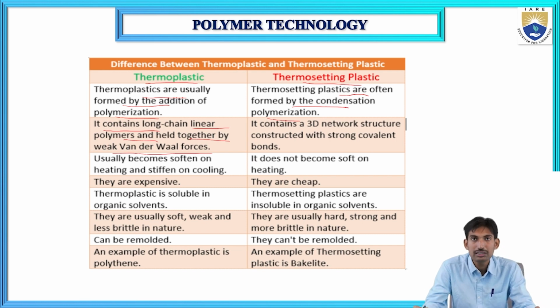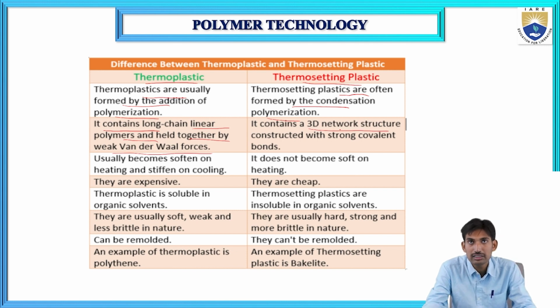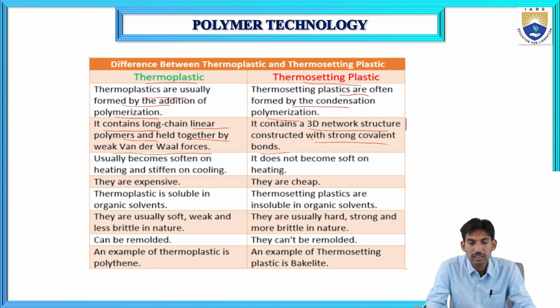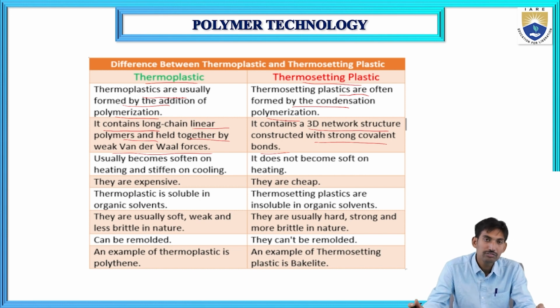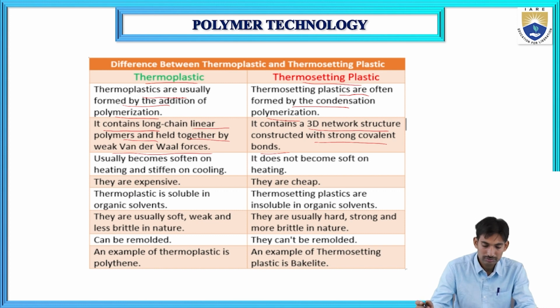See, in thermosetting plastics, what happens? They contain a 3D network structure constructed with strong covalent bonds. Here, in thermosetting plastic, there are strong covalent interactions between the two chains. But in thermoplastic, weak van der Waals forces exist.